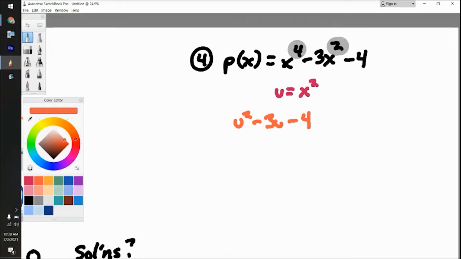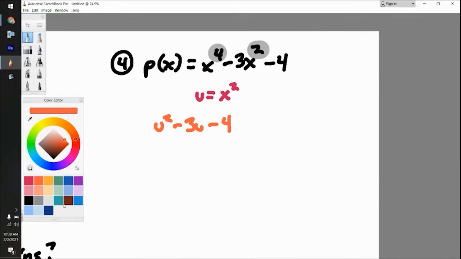Okay. Now let's look for the solutions on this. So we're looking for the solutions of this. That means we have to set this equal to 0 and solve. Now we should get 4 answers out of this. Okay. 4 answers should pop out here.